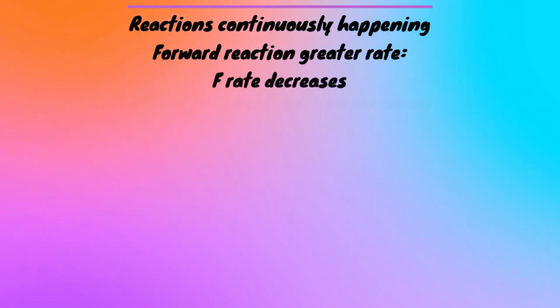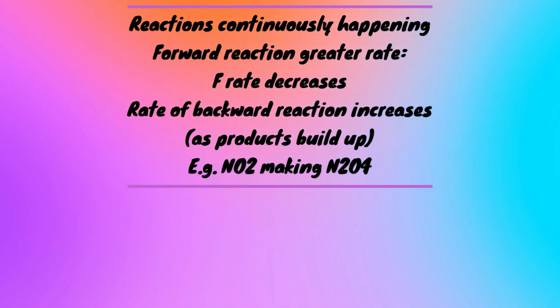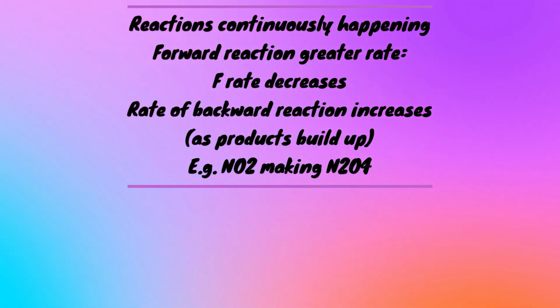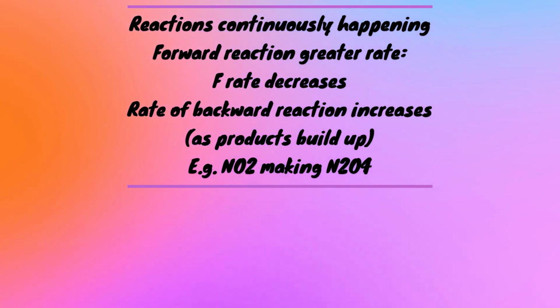Now, dynamic equilibrium gets its name because our reactions are continuously happening, and what it means is that the rate of the forward reaction equals the rate of the backward reaction. So initially, if our forward reaction had the greater rate, our rate of the forward reaction would decrease from its original value, and the backward reaction would increase as products built up.